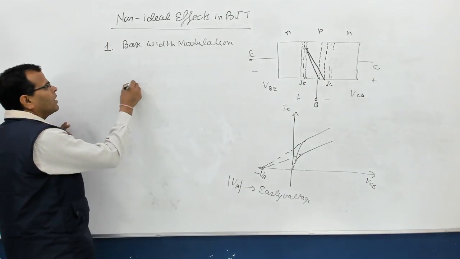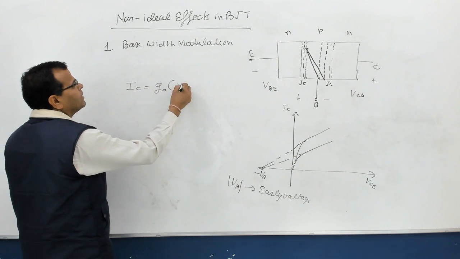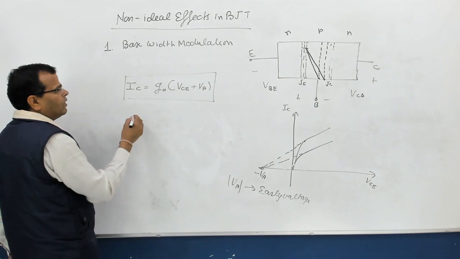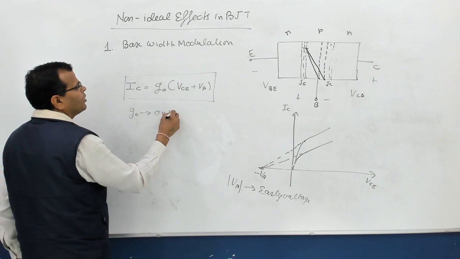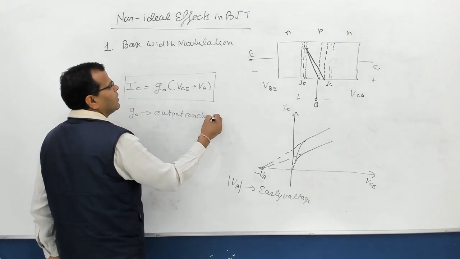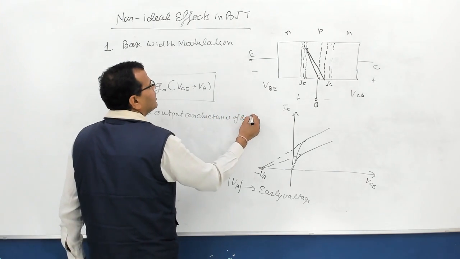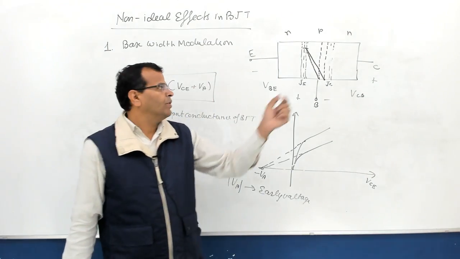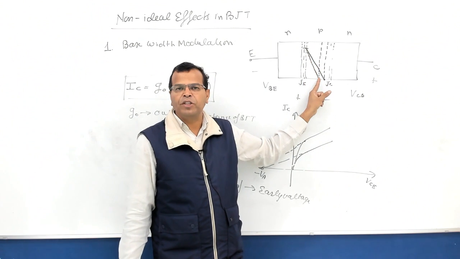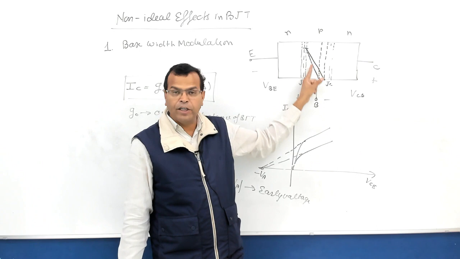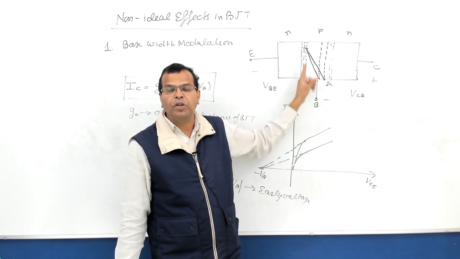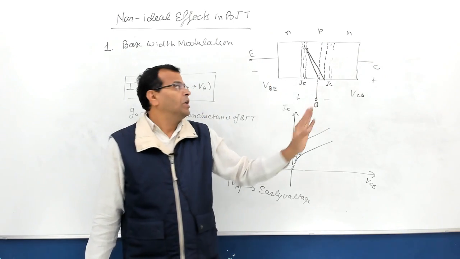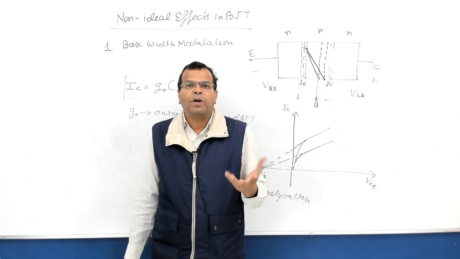The collector current as a function of VA is given by the term VCE plus VA, where g0 is called the output conductance of the BJT. I will not discuss much about this because base width modulation is known as the early effect. This results in a decrease in base width, an increase in the concentration gradient of minority carriers in the base region, an increase in emitter current, an increase in collector current, then an increase in alpha, an increase in beta, and a decrease in base current. All these points we have seen.